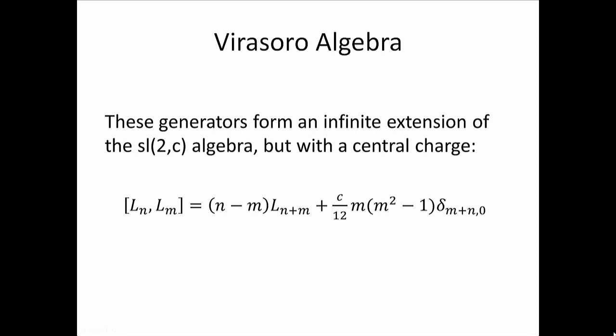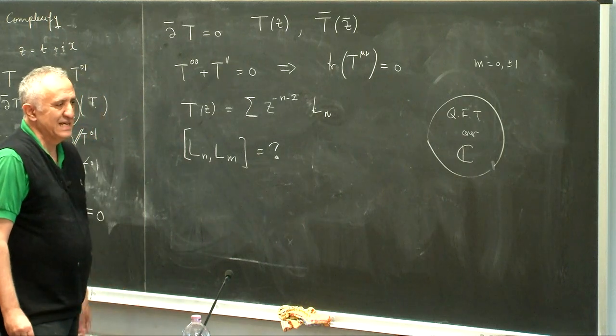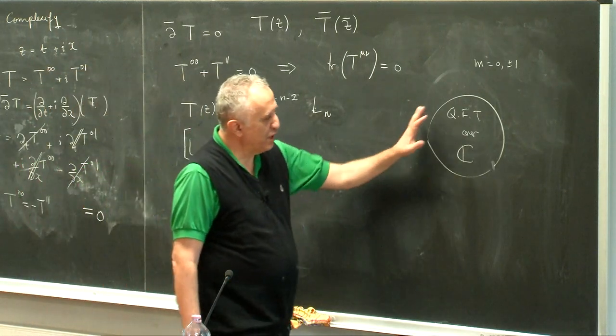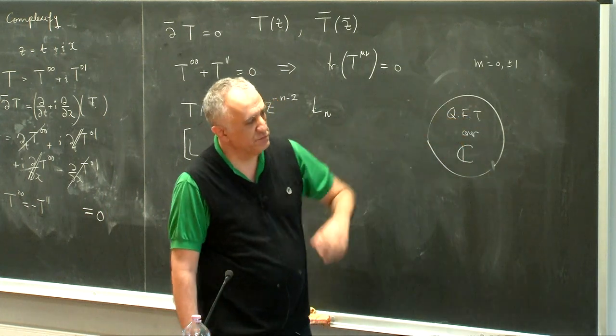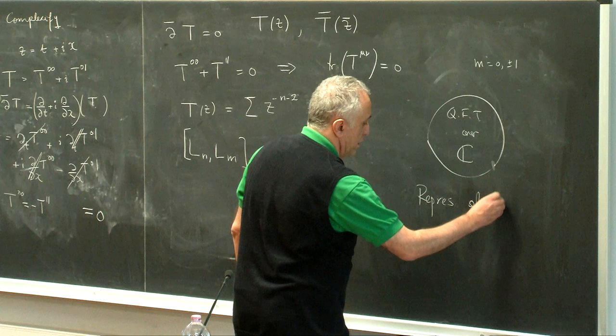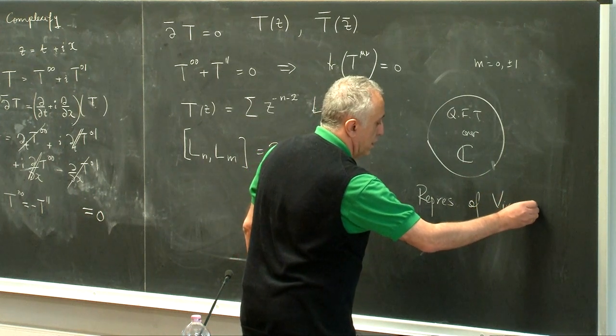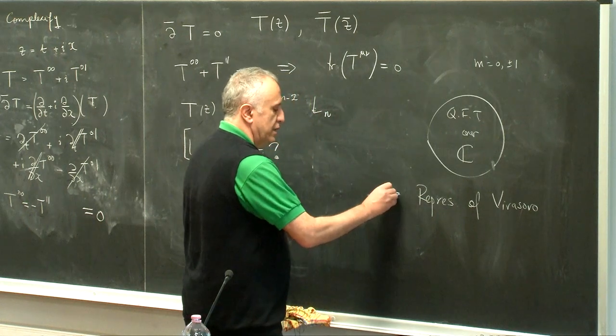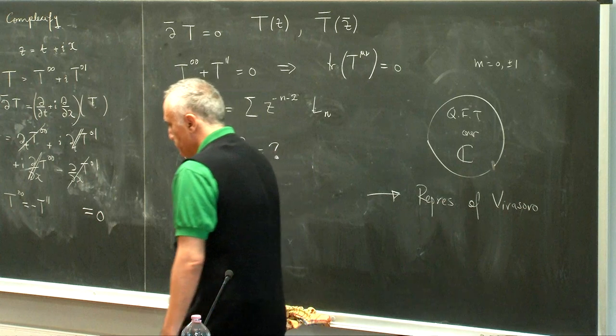Okay, now I have this algebra, the Virasoro algebra. I have those fields which I explained. And what I want is a quantum field theory over the complex plane to have this as its symmetry, which means that I have to somehow construct things here which are representations of this algebra. I will do that in the next lecture. Thank you very much.